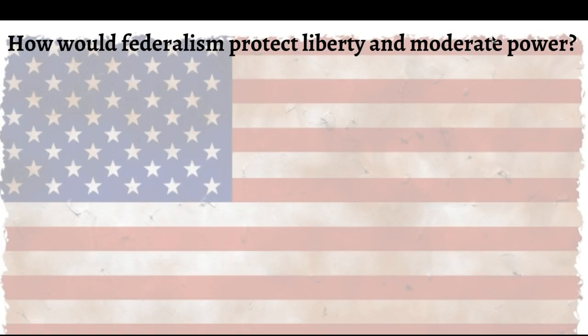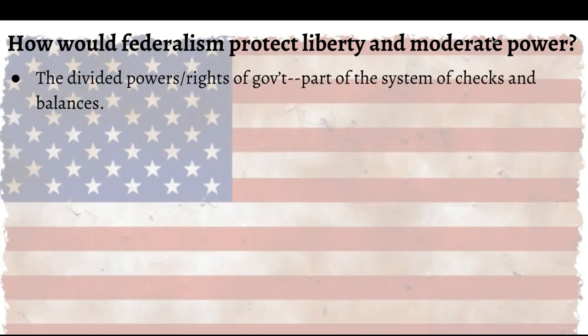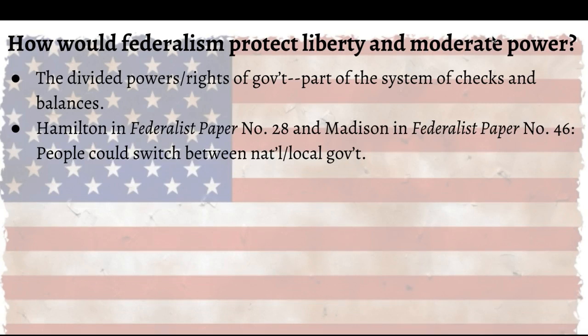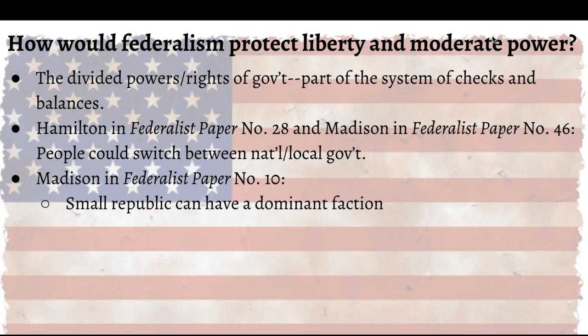And so we look at this. How would federalism protect liberty and moderate power? Well, as I've said, it divides the powers or the rights of the government up between the different levels of government. It's a part of the system of checks and balances, right? And we're going to see this when Hamilton writes in Federalist Paper number 28 and Madison writes in Federalist Paper number 46. People could switch between national and state governments. They could play them off of one another, right? So Madison in Federalist Paper number 10, over and over they're going to be talking about this idea of utilizing federalism to protect liberty and to moderate power.